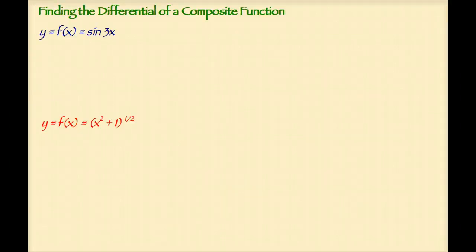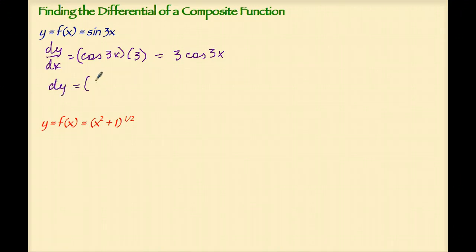Let's find differentials of a couple of composite functions, starting with y equals f of x equals sine 3x. So dy dx is going to be cosine 3x times the derivative of 3x, which is 3. This can be rewritten as 3 cosine 3x. How do I write this as a differential? dy equals 3 cosine 3x dx.